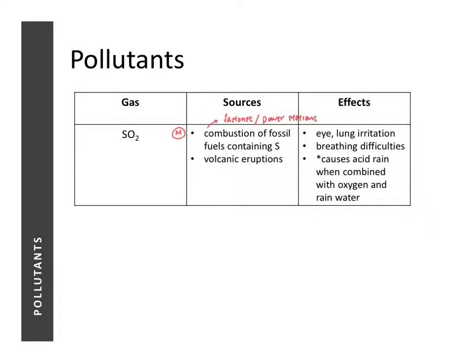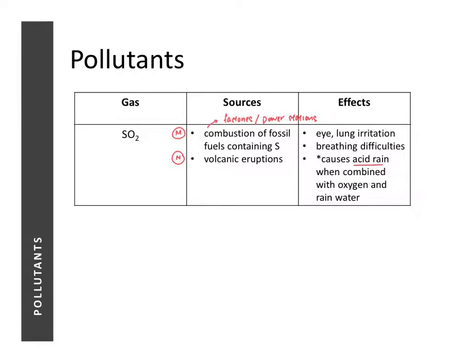Next, the natural source of sulfur dioxide would be volcanic eruption. When a volcano erupts, it actually spews a lot of sulfur dioxide into the air. Now the effects of sulfur dioxide would be eye irritation, lung damage, breathing difficulties, and so on. It has a very famous impact on the environment as well, which is that it will cause acid rain when you combine with oxygen and rainwater.